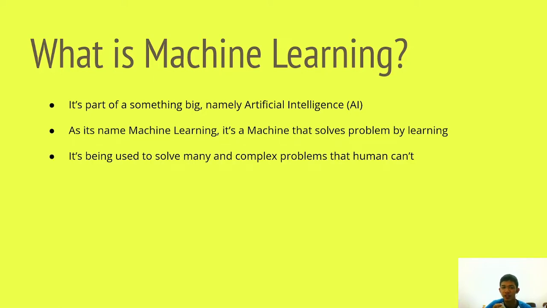And machine learning is usually used to solve many complex problems that humans can't, like, say, counting or recognizing, watching the image, millions of data. That task is usually done by machine learning, because if it's done by humans, they would be exhausted.